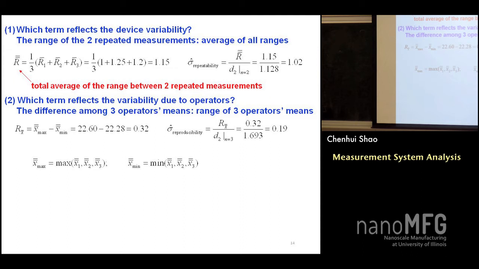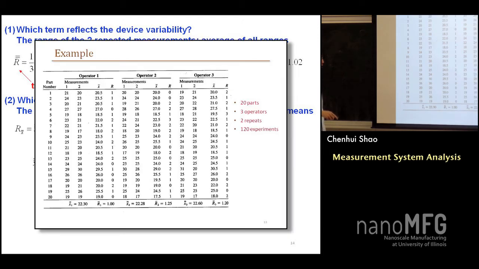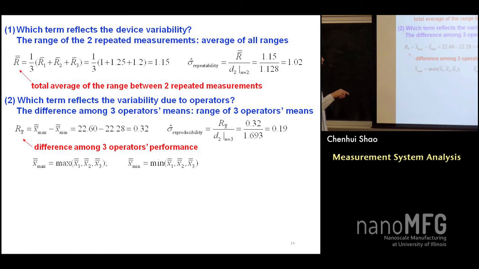We just calculate the range for the 3 X double bar values. So in this case, the maximum is 22.6 and the minimum is 22.28. So that is my R X double bar, this value minus this value. So then I have this. This reflects the difference among 3 operators.